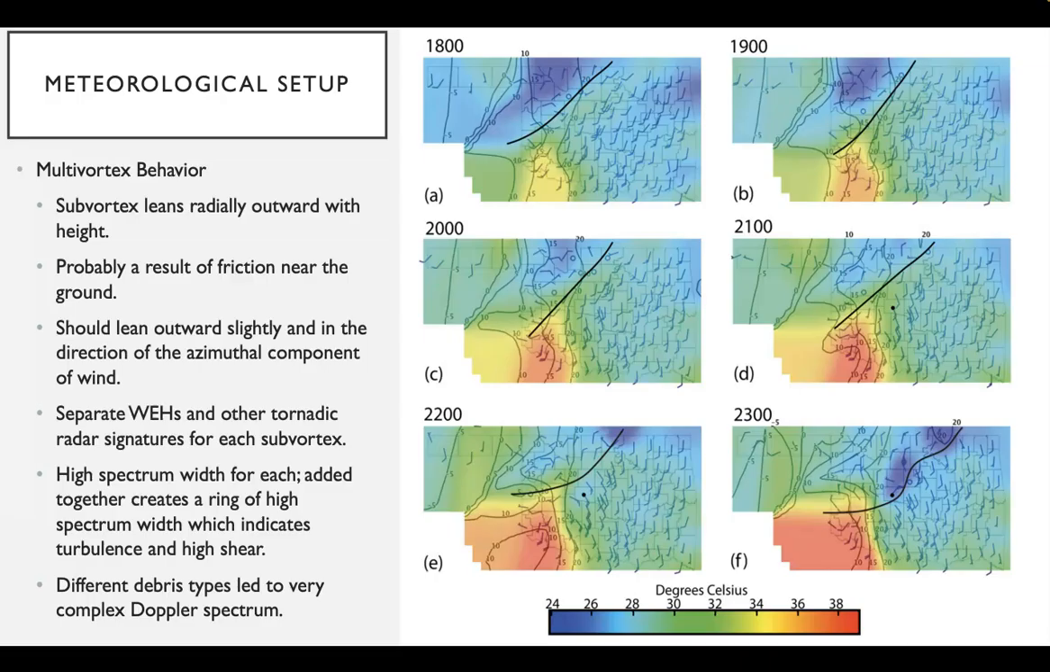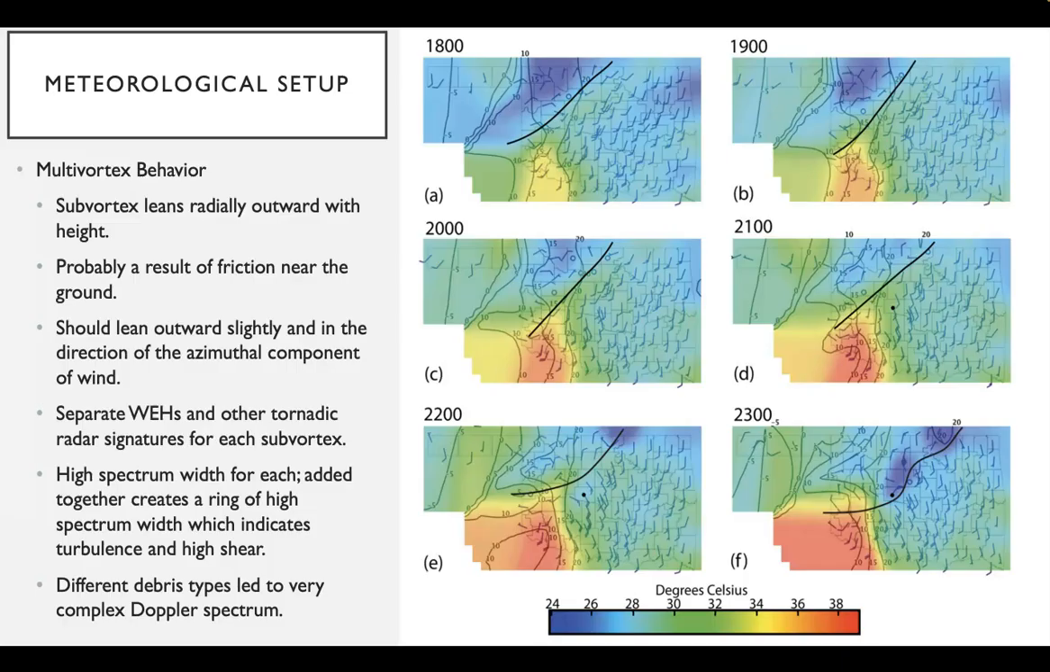So I just want to talk briefly about the multi-vortex behavior of the tornado. The subvortices, probably as a result of friction, as you go up with height, they lean out. And you'll see this in the picture on the next slide. And they lean in the direction of the azimuthal component of the wind. So basically in the direction of the angular component of the wind. So whatever that angle is, the vortex is going to lean in that direction.